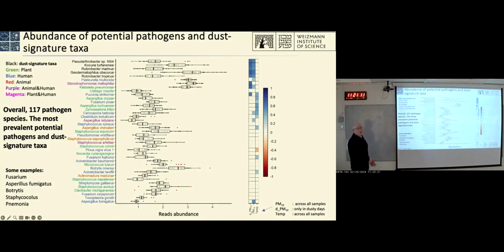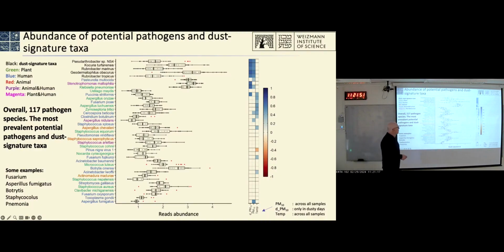Now, if you ask what they are doing, for Fusarium, for instance, that's not bacteria. It's a fungus that affects plants. We have Aspergillus fumigatus, which is responsible for a lot of breathing problems that people have. It's actually a very strong allergen. You have Botrytis, you have pneumonia, and you have other species that affect people's lives.